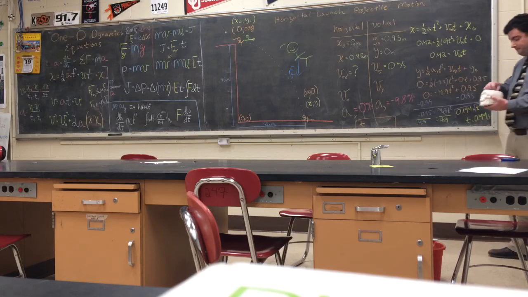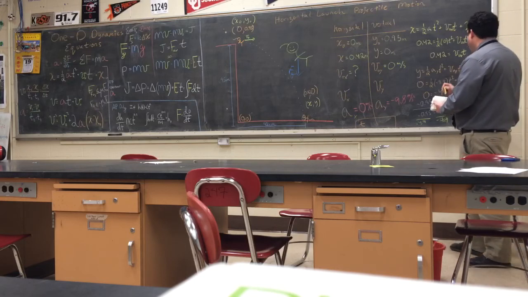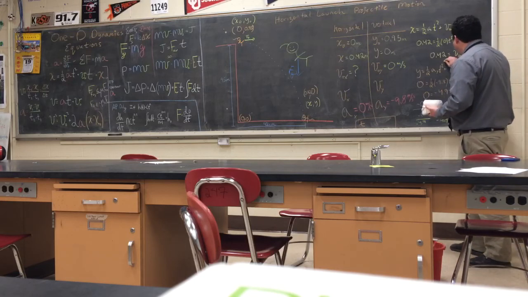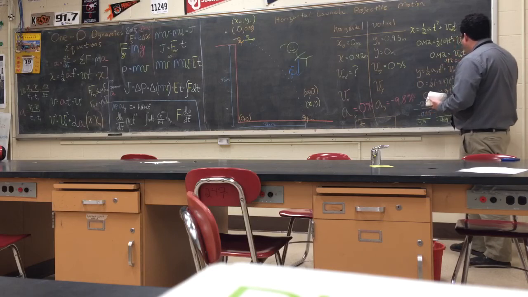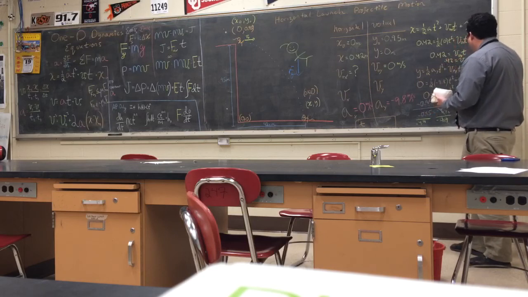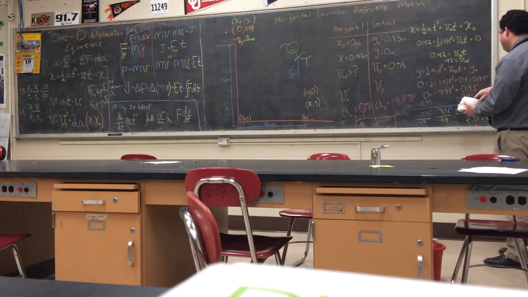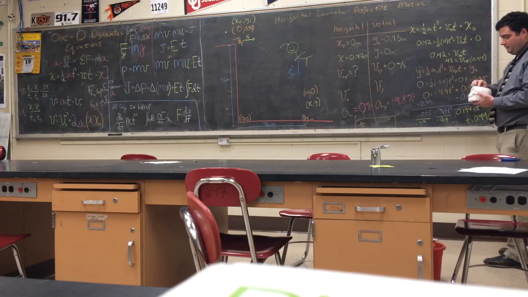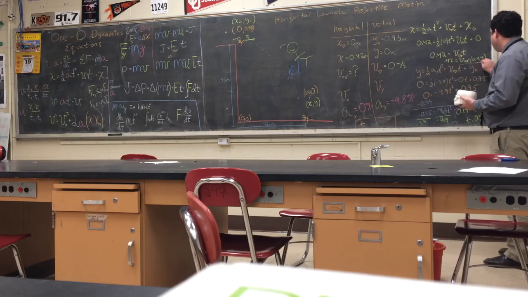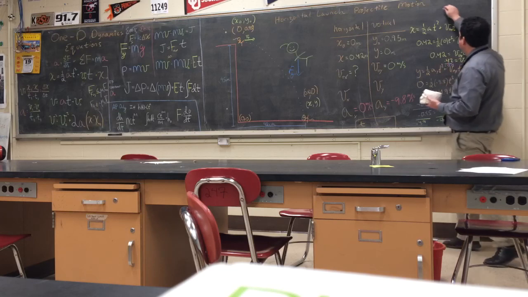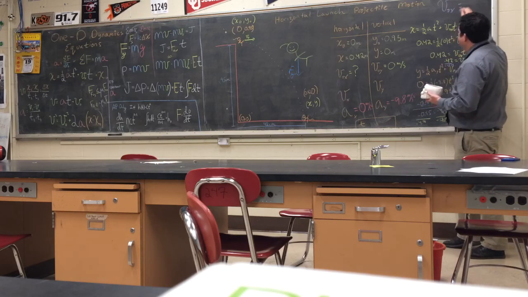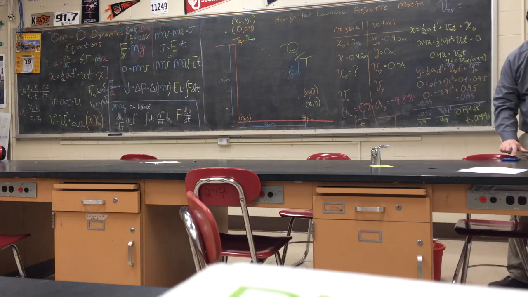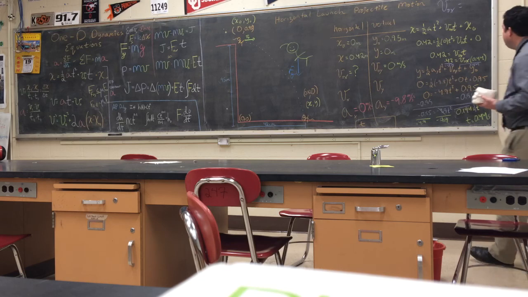We can finish our problem now. 0.42 is V0x times our time of 0.44. Divide by 0.44. And we get V0x was 0.95 meters per second.